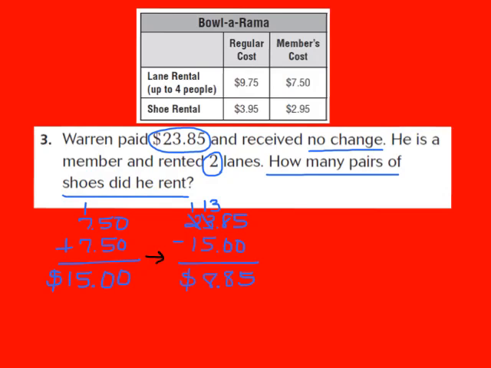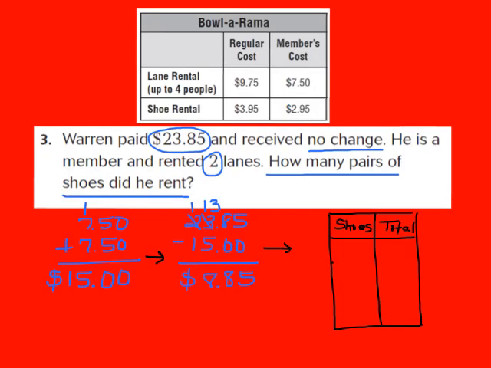So the question is, once again, how many pairs of shoes did he rent for the $8.85? So what I'm going to do next is this. I'm going to set up a little table to help us keep this on track. I'm just going to draw a little table, and I'm going to divide that table in half, and I'm going to let this side represent the number of shoes. So I'm going to write the word shoes down. So this side represents shoes, and then the other side is going to represent the total cost. So I'm going to write down total.